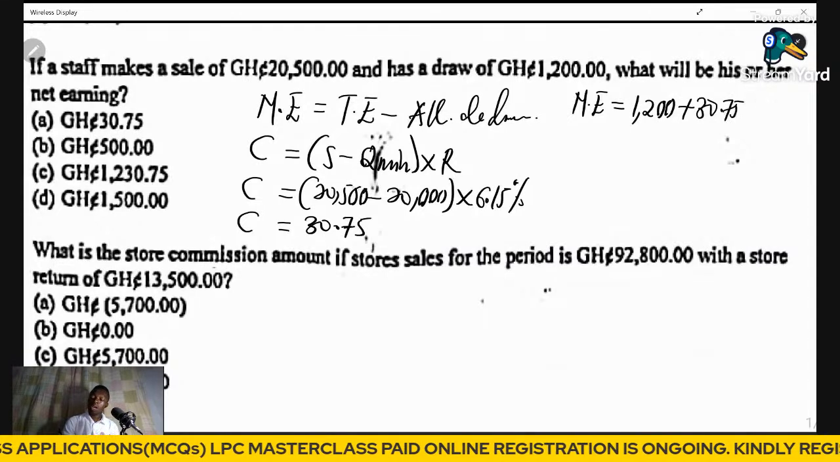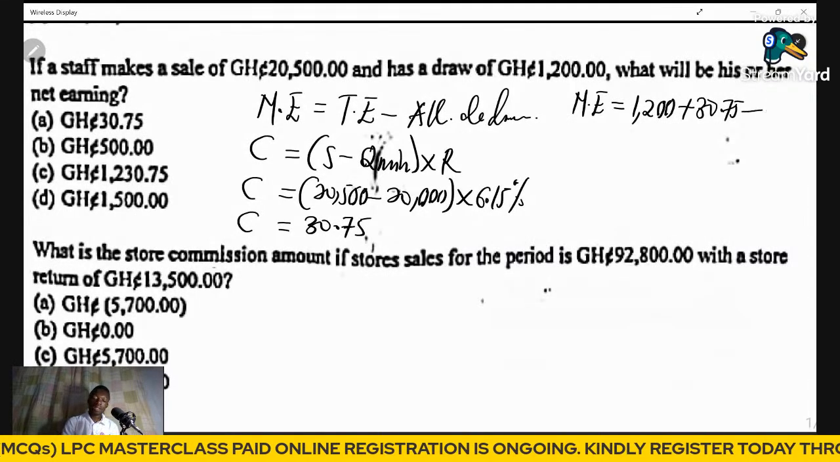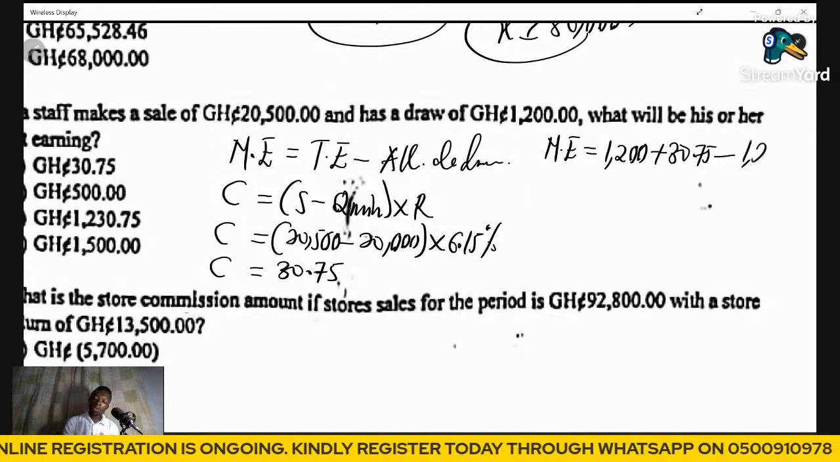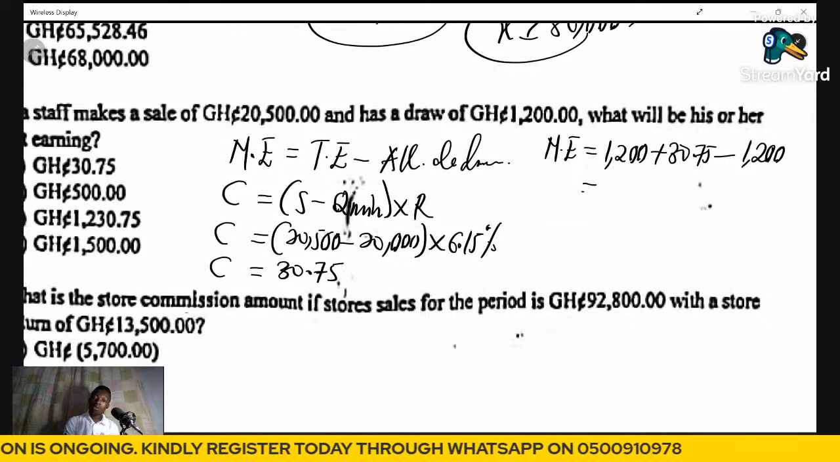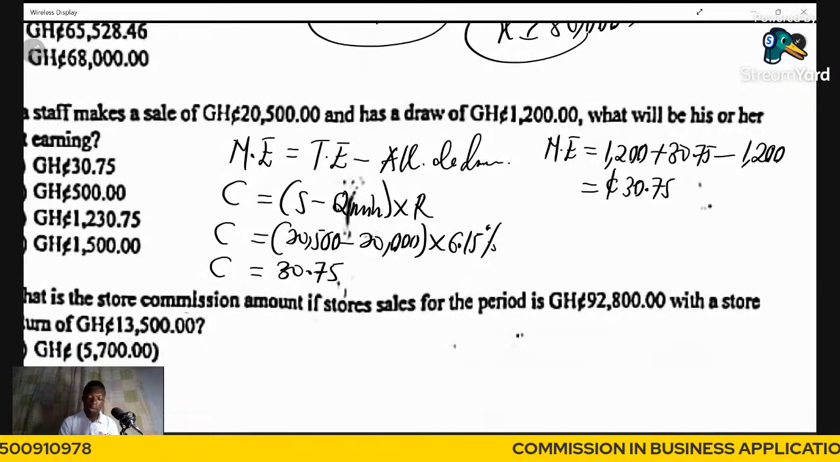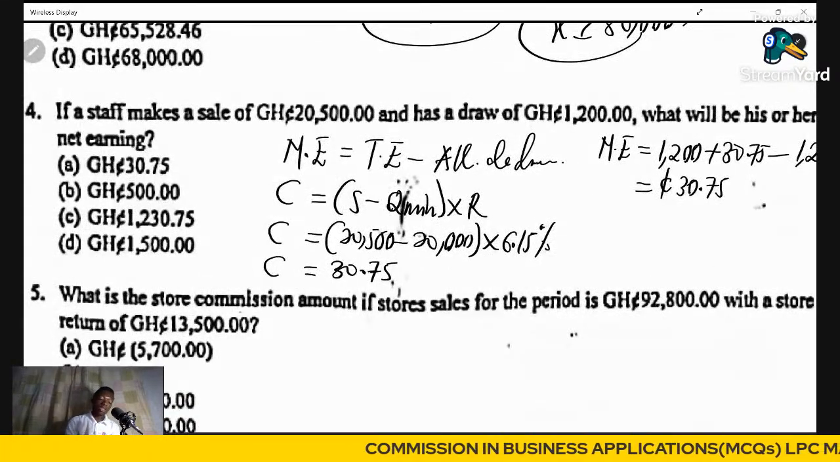30.75. Okay. And then you subtract all deductions, for example, the draws that was given, which is 1,200. So 1,200 comes off 1,200. So we are left with the net earning of 30.75. So this becomes the net earning, and that should go for option A. That should go for option A.